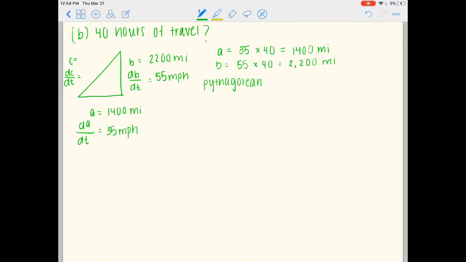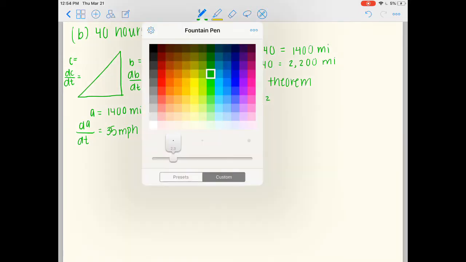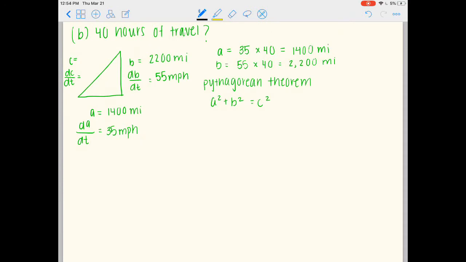We know from algebra that the Pythagorean theorem can be used to solve the missing side, with the equation a squared plus b squared is equal to c squared. We can use the values that we just solved for, a and b, and plug them into the equation to solve for c. So 1,400 squared plus 2,200 squared would be equal to c squared.